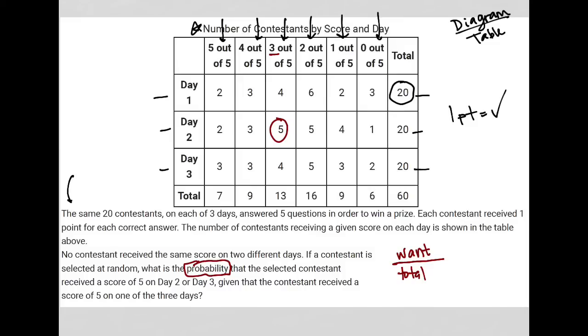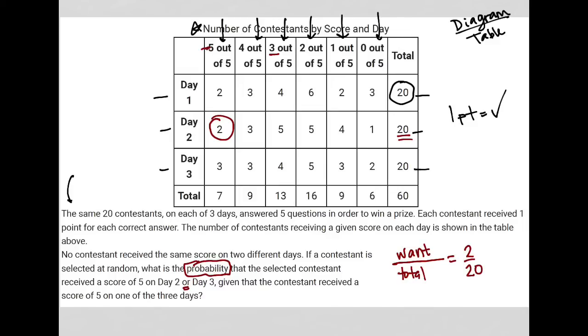So if a contestant is selected at random, what is the probability that the selected contestant received a score of 5 on day 2? Okay, so that's what I want, right? So let's deal with that. Let me erase this. A score of 5 on day 2. To be a randomly selected contestant and to score a 5 on day 2, you have this probability, right? 2 out of 20. There's 2 contestants that scored a 5 on day 2 out of the 20 contestants. So 2 out of a total of 20.